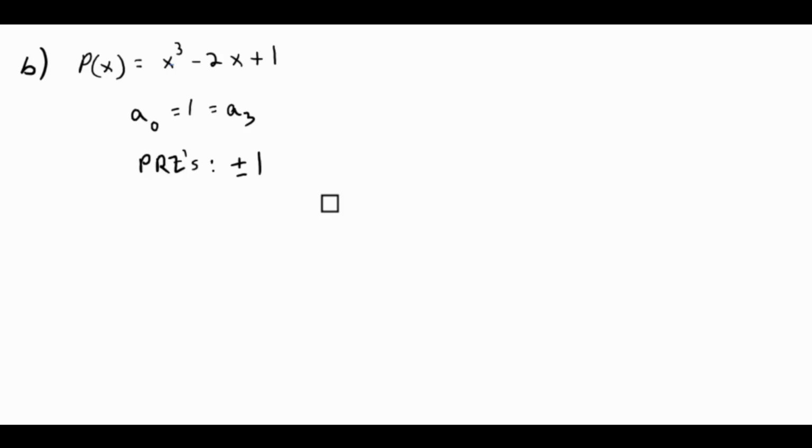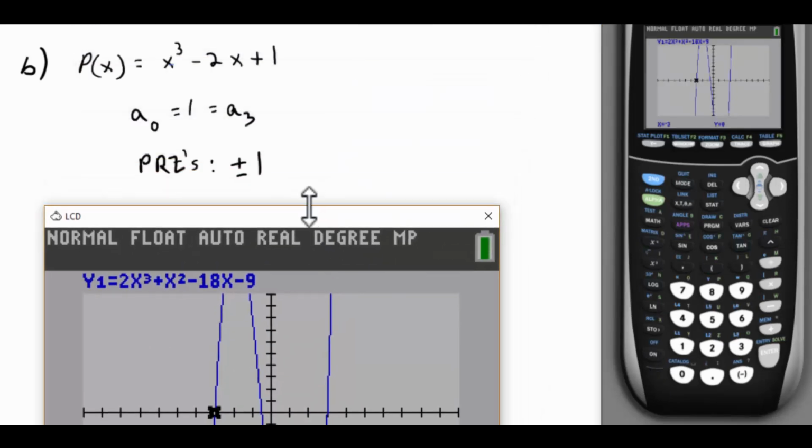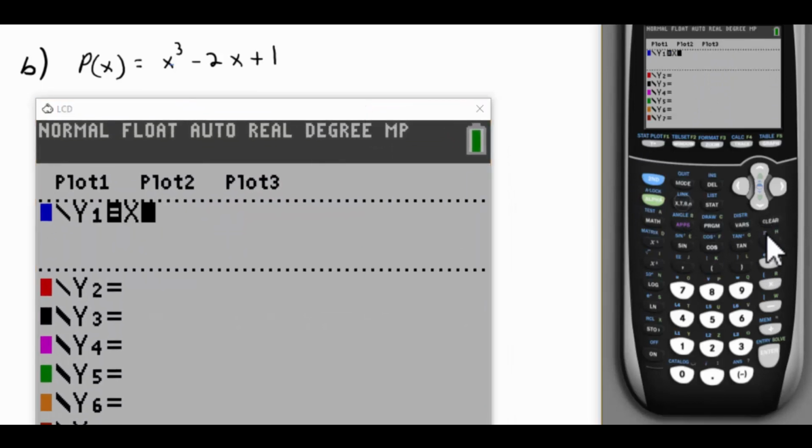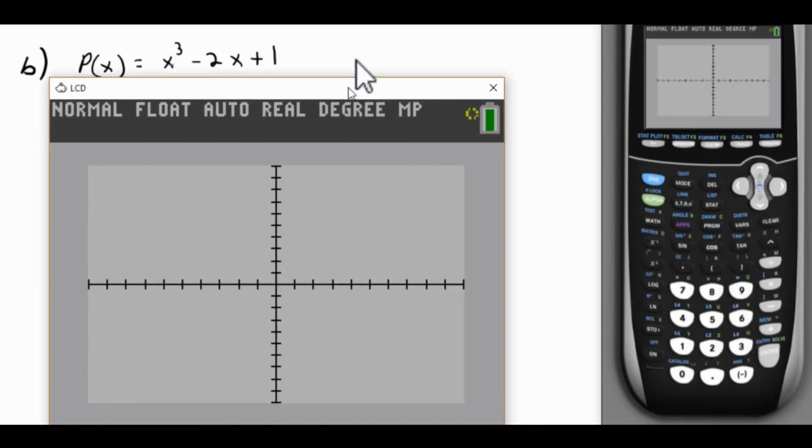Here's the thing. If we do graph it on the calculator, something weird is going to happen. Even though you identified the one rational zero that works right away, which is 1, it's still worthwhile to graph it. And you'll see why as soon as we do it. So x cubed minus 2x plus 1. Let's graph it on the standard screen. Zoom number 6.